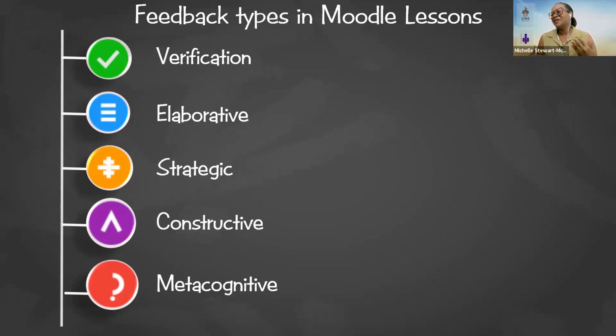So when we talk about elaborative, we are going beyond just verification. This is where we are now saying why it is correct or why it is incorrect. And so we provide additional information, we elaborate. We tend to use this for complex concepts, and for important foundation information that we want our students to have.